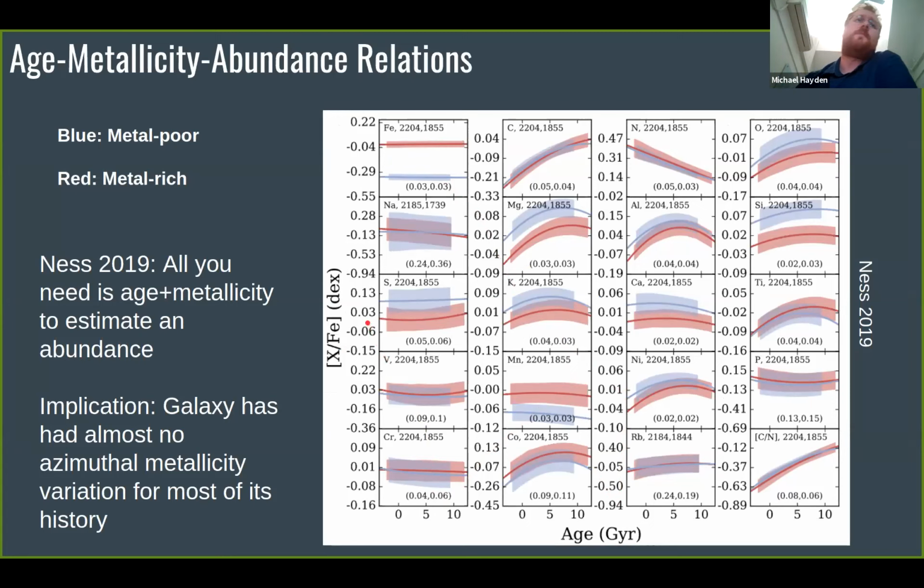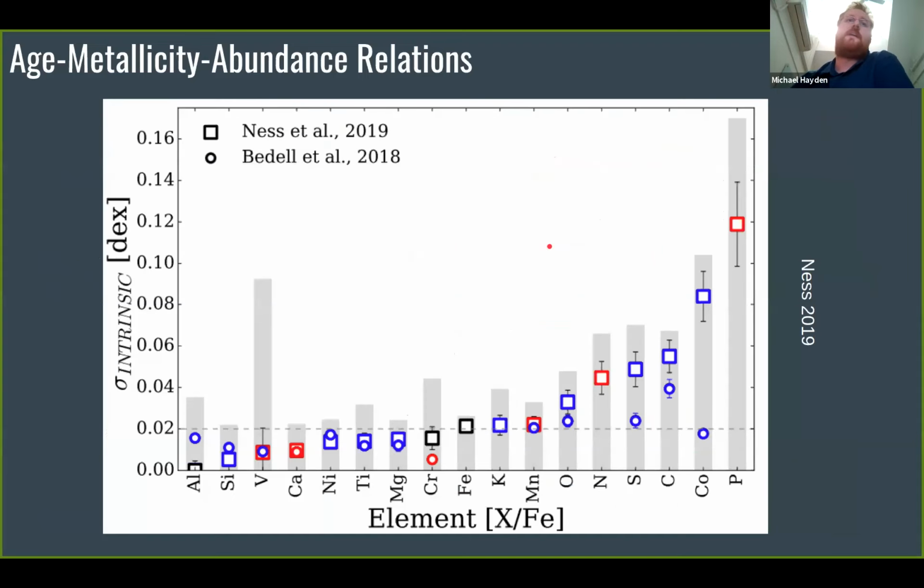And she split the sample into metal-rich stars and metal-poor stars, and found that there are very strong trends for both subsamples. And yes, in fact, when she says, all right, I know the birth radius, I know the age and metallicity, I'm going to predict the abundance and then compare that to what APOGEE measured, she found that she could recover the abundances to 0.02 dex, which is the measurement error for APOGEE.